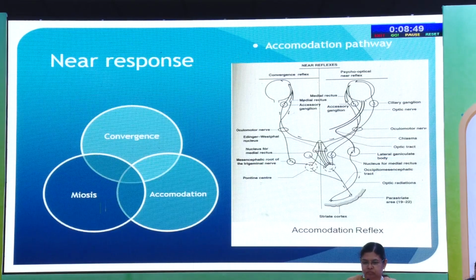The near response pathway is, as you know, quite complex, and it is important, especially in people where you do not get a good light response. Make sure you always check a near response. Ideally, you should be checking that in every case.